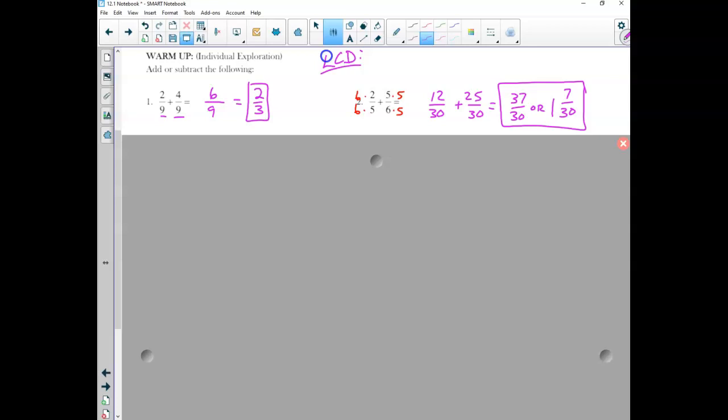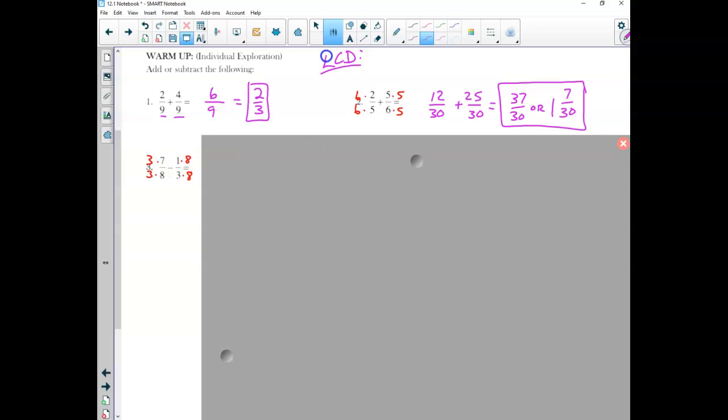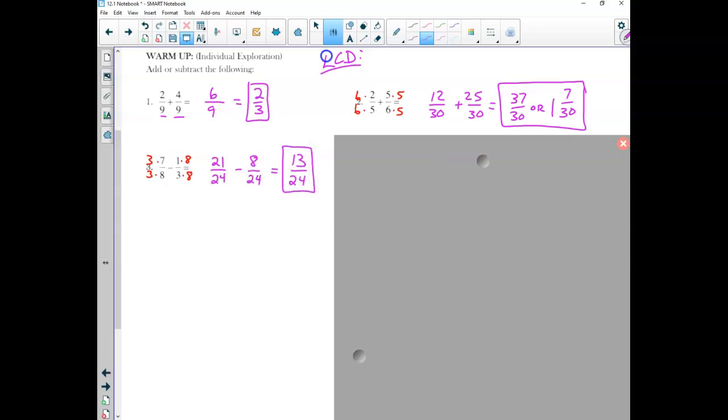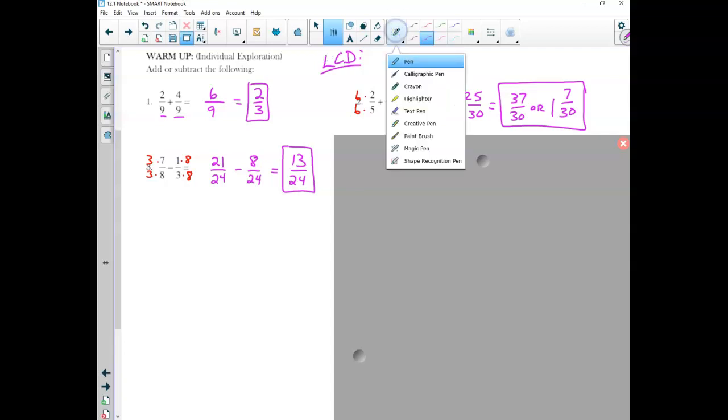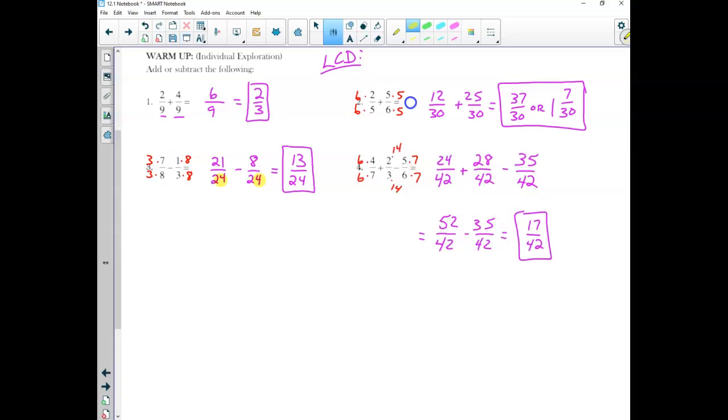And then when we move to number 3, the least common denominator of 8 and 3 is going to be 24. So I multiply the first one times 3 over 3, the second one times 8 over 8. That gives me 21 over 24 minus 8 over 24. Once my denominators are the same, I can subtract the numerators. I get 13 over 24. 13 over 24 does not reduce. 13 is prime, so I circle my answer.